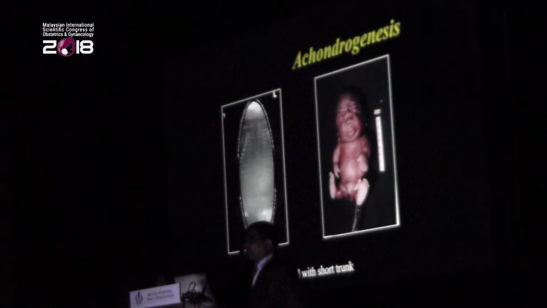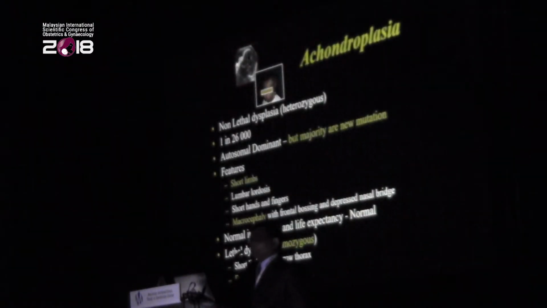Now, one needs to certainly make a difference between this achondrogenesis and another condition, which is achondroplasia. We need to recognize that achondroplasia is generally a non-lethal dysplasia, and though it's autosomal dominant, in the majority of cases there will be a new mutation. Here you have short limbs and macrocephaly. Unfortunately, this condition will be picked up much later in pregnancy, except for the homozygous version.